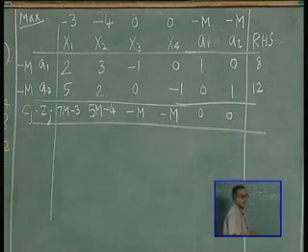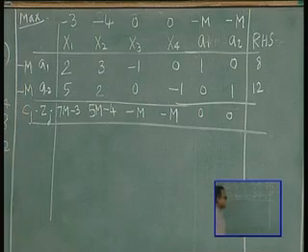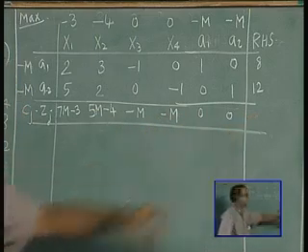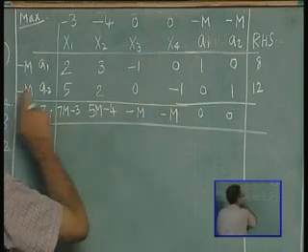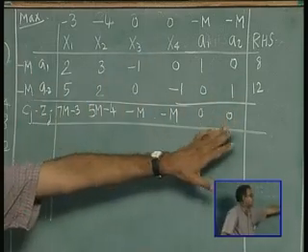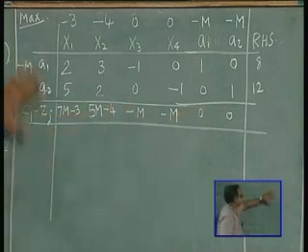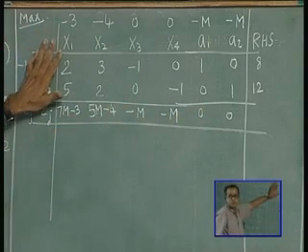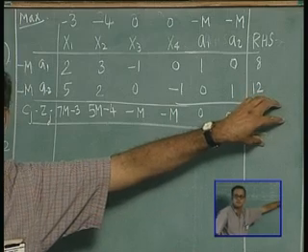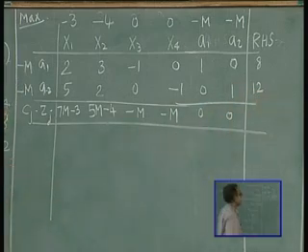In this example, we do not compute this. For example, we do not put a minus 20m here. Normally we would have put minus m into 8 plus minus m into 12, which will be minus 20m. We do not put any number there simply because we still have artificial variables appearing in the basis. So this number does not convey anything to us, so we just leave it as it is.